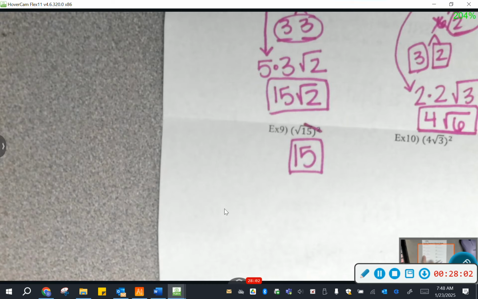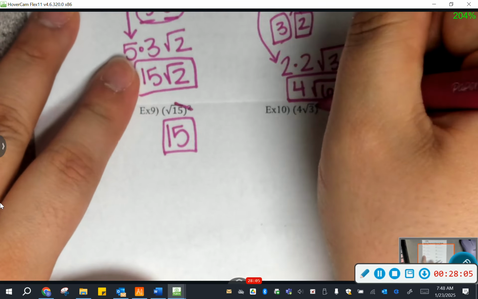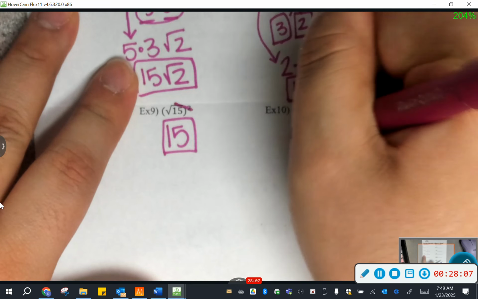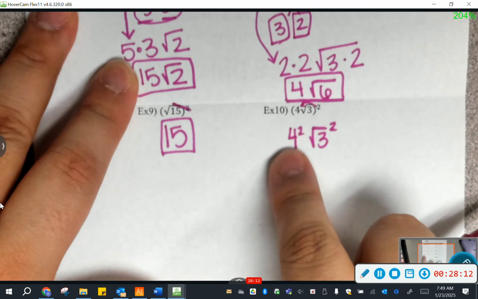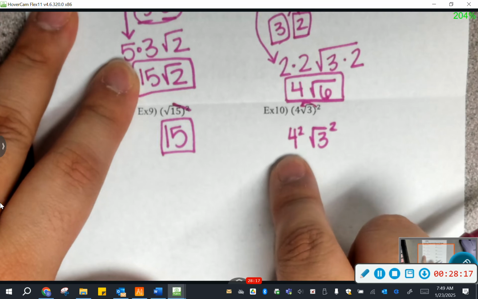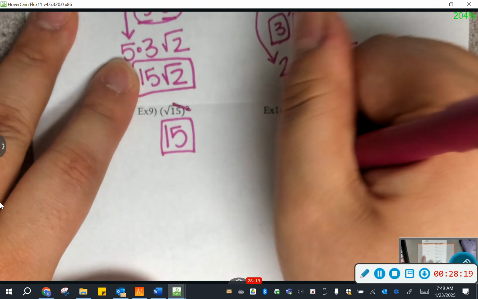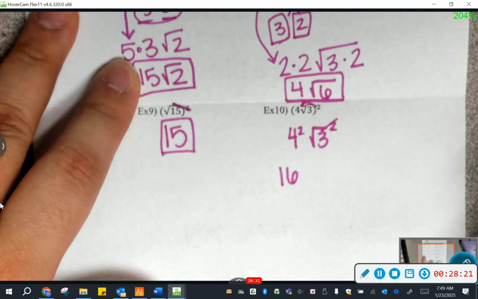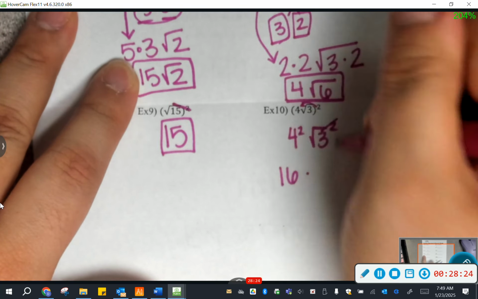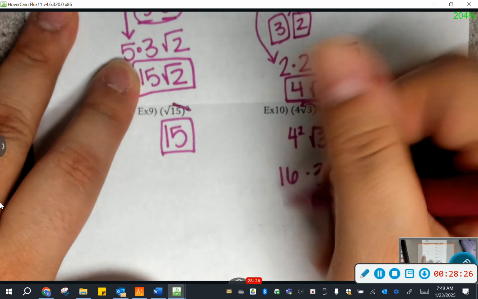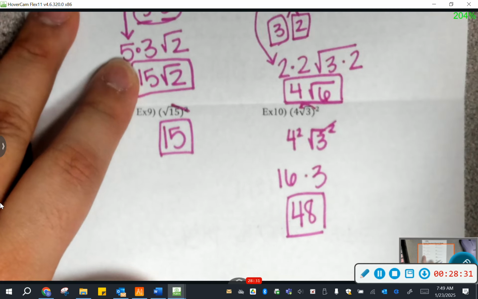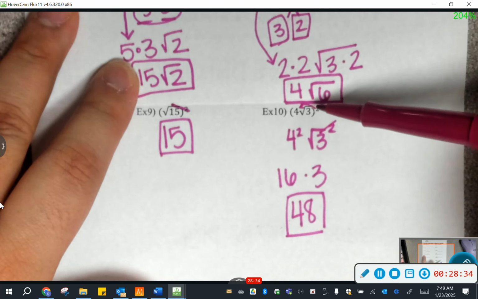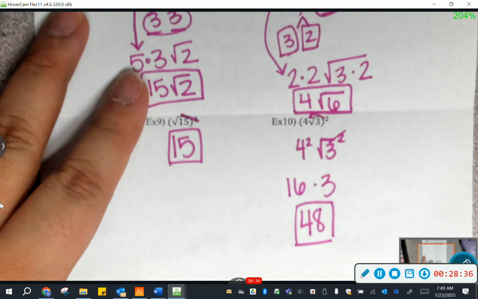What this does is distribute my squared to both of them. What is 4 squared? It's 16. They cancel out right there. So what's the square root of 3 squared? And that's why it's 48. I would just do this in the calculator though. They don't cancel out because that squared has to go to the 4 out front first.